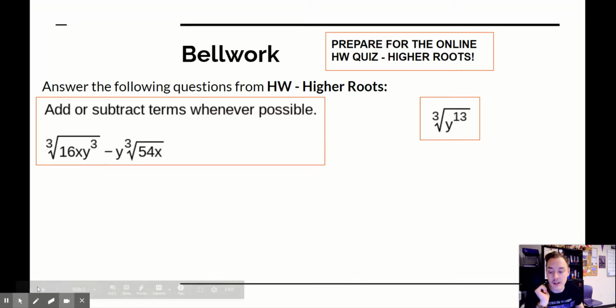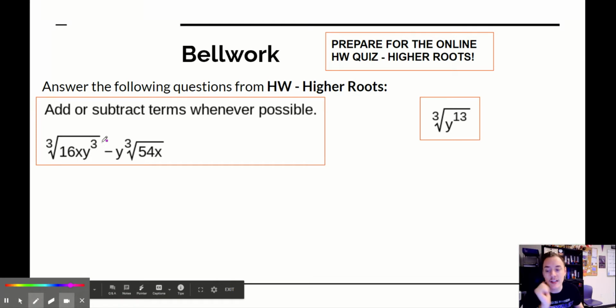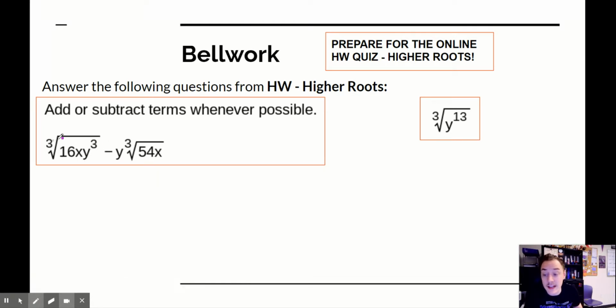Okay, let's get started. This first one, I noticed a couple things. I have an index of 3 on both radicals. There's a y out here, but they both have some sort of number and then x. So right here, this will go away with that 3. So now what I would have is y times the cube root of 16x, and then minus y times the cube root of 54x.